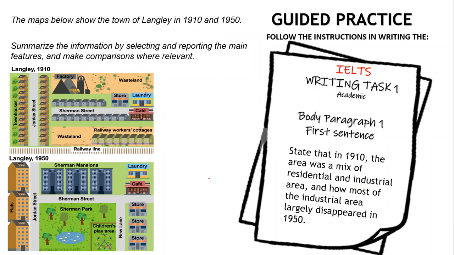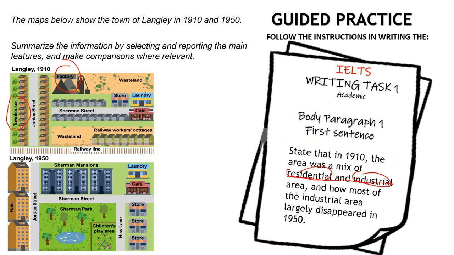Okay, so here, body paragraph 1, first sentence is state that in 1910, the area was a mix of residential and industrial. Why is it a mix? As you can see, there is a townhouse and a factory. So townhouses make it residential, and the factory makes this town industrial. And then this industrial area has disappeared. So that is your first sentence.